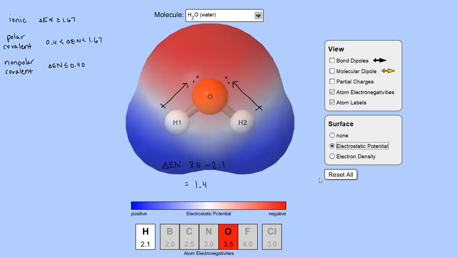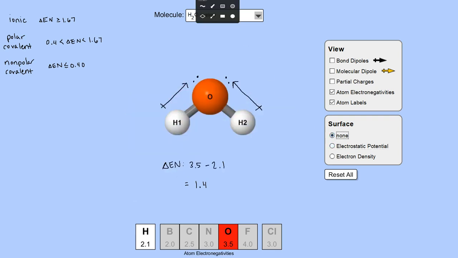And if we look at our electrostatic potential, we can see that there is a partial negative charge toward the oxygen because it's hogging those electrons, right? It's not sharing them equally. And we have partial positive charges by each of the hydrogen atoms. So if I was going to draw that in, I could say that this hydrogen atom has a partial positive charge, this hydrogen atom has a partial positive charge, and this oxygen atom has a partial negative charge, right?